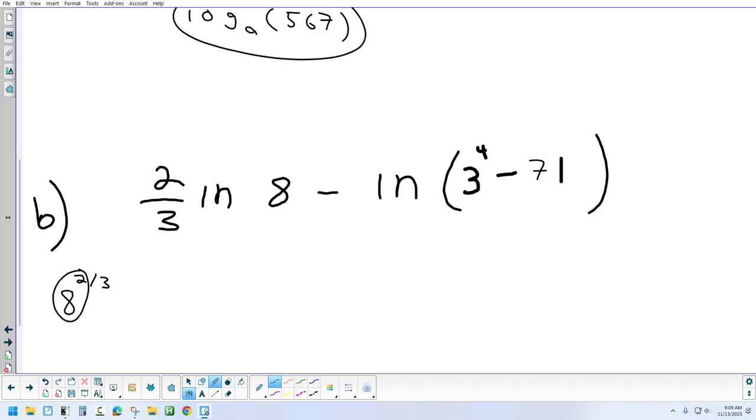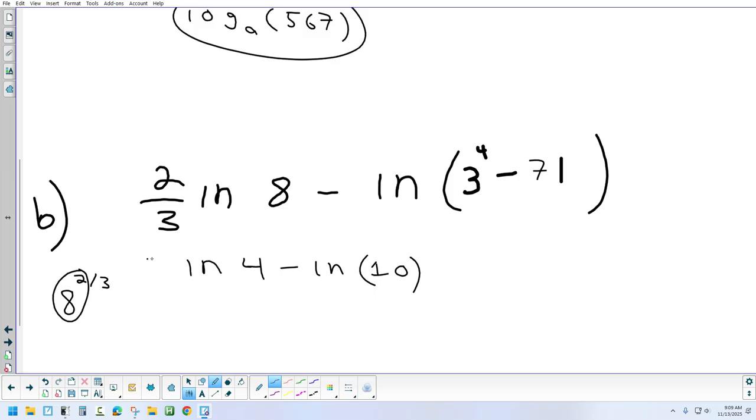So what do you get if you raise 8 to the 2/3? Yep, 4. If you square it first, you get 64, and then the cube root is 4. Or if you cube root it first, you get 2, and 2 squared is also 4. So we get ln of 4 minus, what's 3 to the 4th minus 71? Yep, 10.